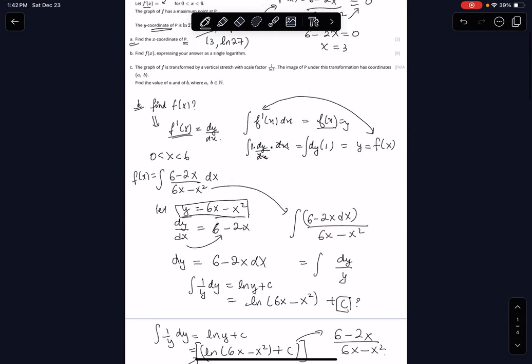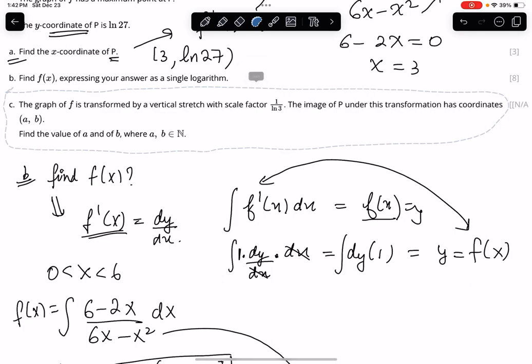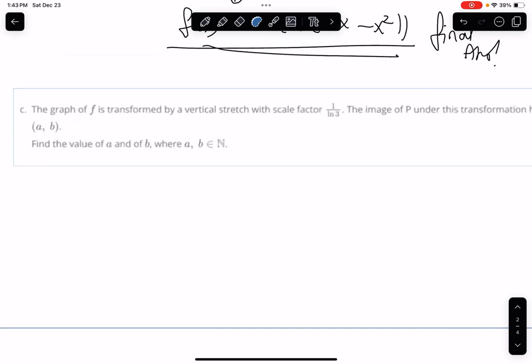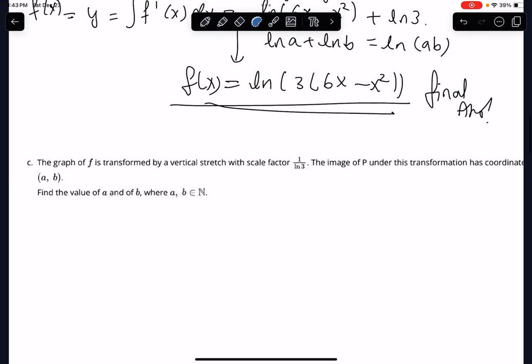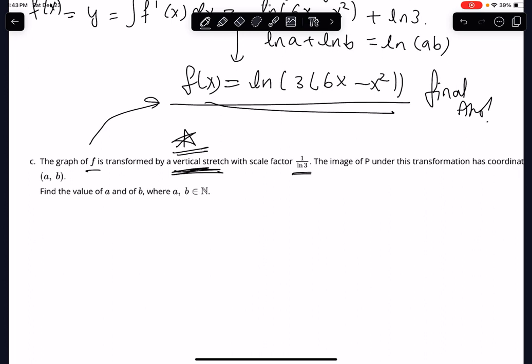Now, after this, for part c, this one has to do with transformation of functions. So you're using a scale factor. So we can put question c over here, right? The graph of f, we already found what f of x is. So the graph is transformed by a vertical stretch. This is the key word. You have a vertical stretch by a scale factor of 1 by ln 3, and the image of P under this has coordinates a comma b. So find the value of a comma b.